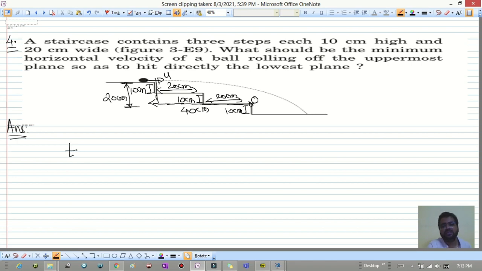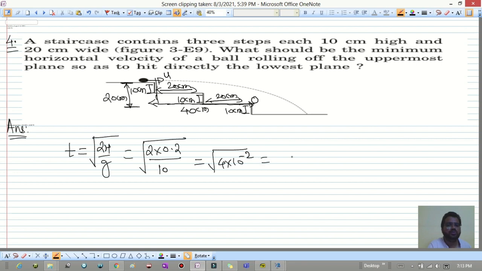Time we can calculate by using the vertical distance. It is t equal to root of 2h divided by g, which is equal to root of 2 into 0.2 divided by 10, which is equal to root of 4 into 10 to the power minus 2, which is equal to 2 into 10 to the power minus 1, which is 0.2 seconds. So in 0.2 seconds the ball will be somewhere here.